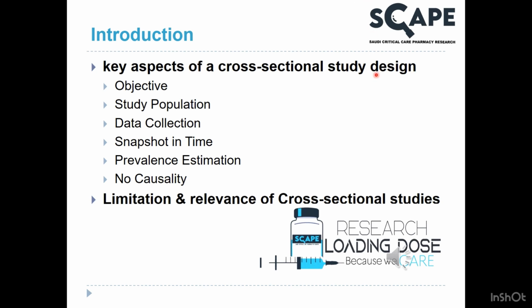Cross-sectional studies have some limitations. The most important limitation is the temporal relationship. Since data is collected at a single point in time, it is very challenging to determine the sequence of events or establish any kind of relationship between outcome and exposure. And this type of study usually comes with selection bias and recall bias.